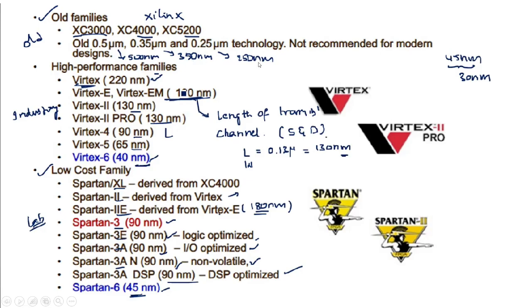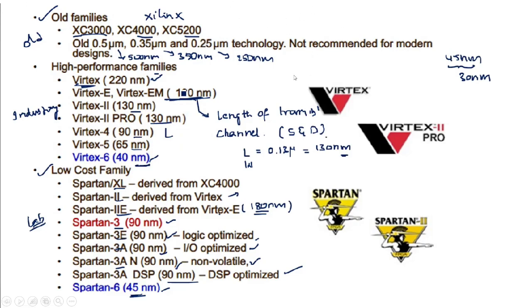What is technology? You studied about the MOSFET, no? In a MOSFET, the distance between the source and drain is the channel length. Nowadays we are working under 2 nanometer technology. The transistor size will be 2 nanometer, the length of the channel will be 2 or 3 nanometer. So 500 nanometer and 350 nanometer are old, and not recommended for modern design.